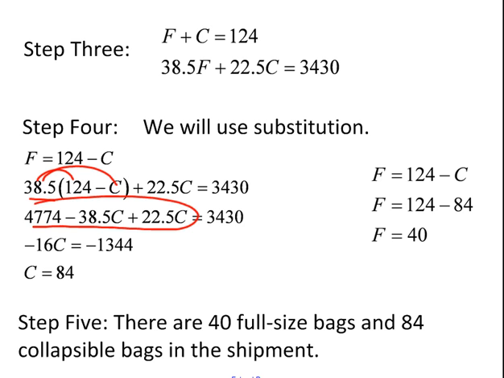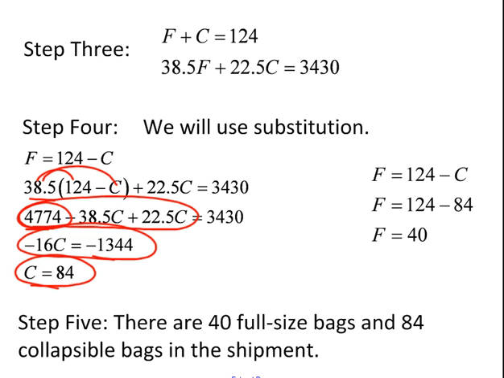Combine like terms. A calculator is very handy for this. Make sure you grab your calculator because you're going to need it. Subtract the 4774 from each side, and we get this, and divide by -16, and we get C equals 84.